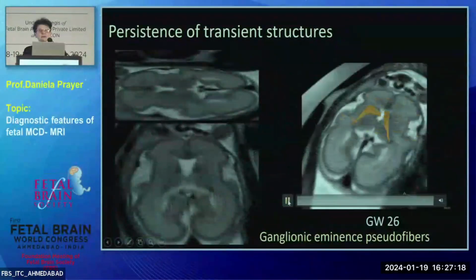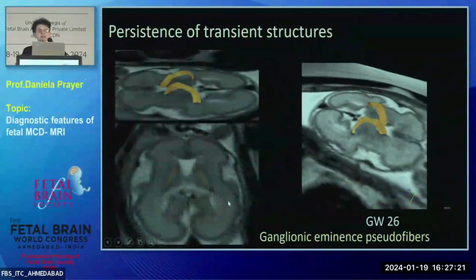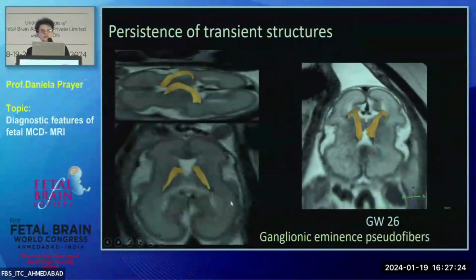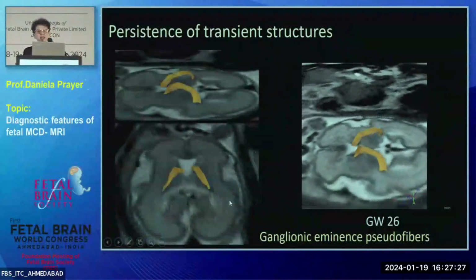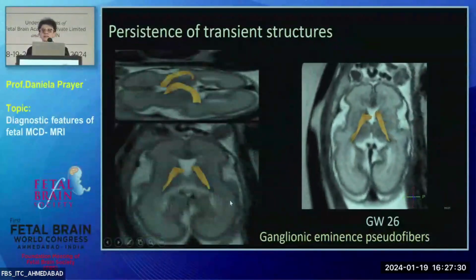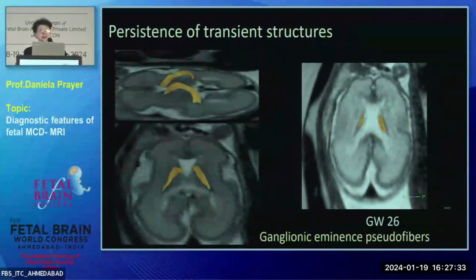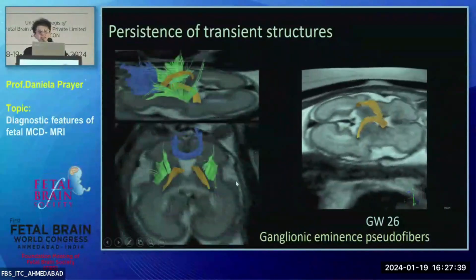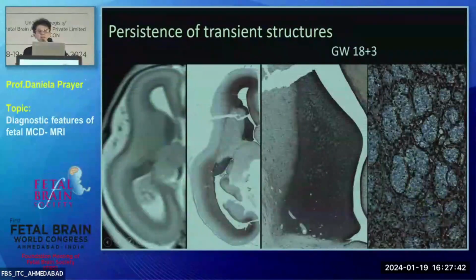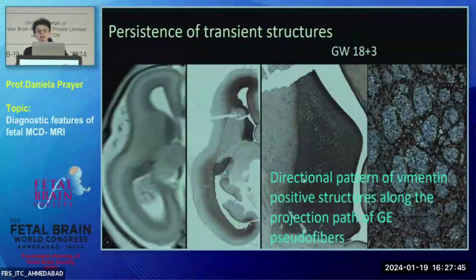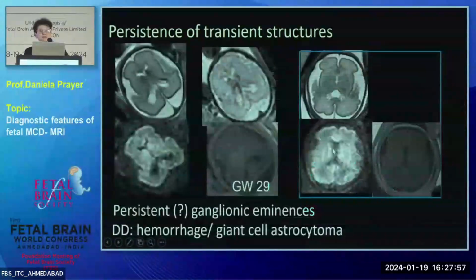When you are not sure whether you look at the ganglionic eminence or not, you can perform tractography, or Christian can perform tractography, because the ganglionic eminences are gray matter, but they consist of pseudofibers. And so you can prove that this is really the ganglionic eminence and not another structure. That might be important here, just the histology, why you can perform tractography, because there's a directional pattern of the vimentin-positive structures, and that's why you have pseudofibers where you can perform tractography.